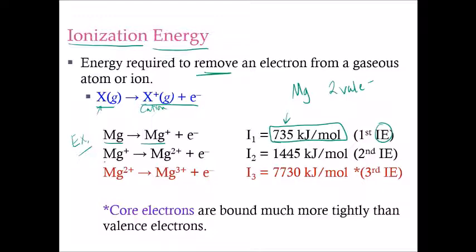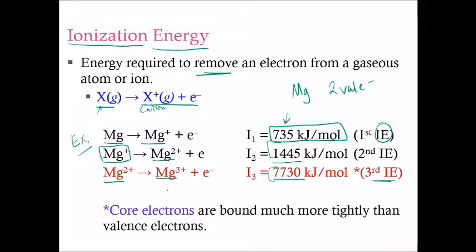So for the second ionization energy, where you have Mg plus breaking off the second electron to form Mg2 plus, that is 1445 kilojoules per mole. So far, not a huge jump here. Now, if we take that Mg2 plus ion and want to remove a third electron, which is the third ionization energy, it would form Mg3 plus and then the electron. But what you should notice here is that ionization energy jumps to a tremendously high amount.